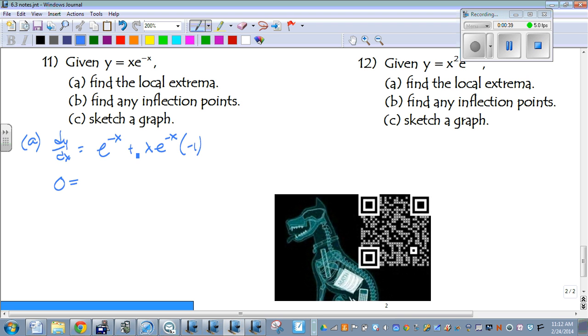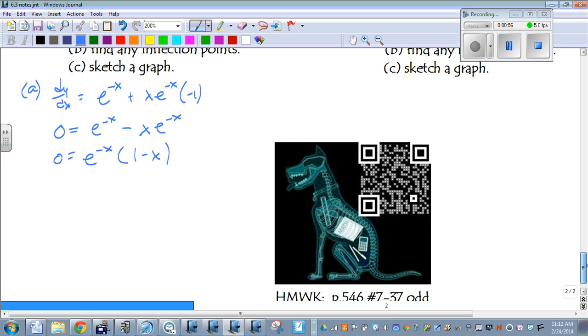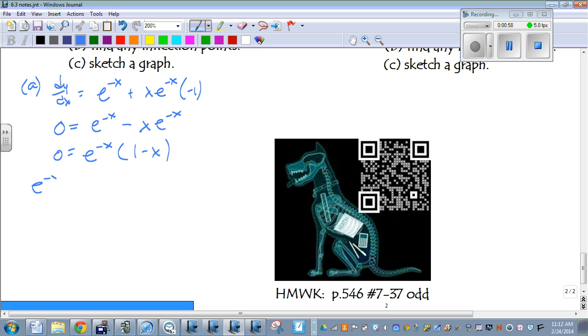We want to figure out when this is equal to 0. So we have e to the negative x minus x times e to the negative x. We can factor e to the negative x out, and we get 1 minus x. So we want to set both of those factors equal to 0. This one's easy. We just get x equals 1.